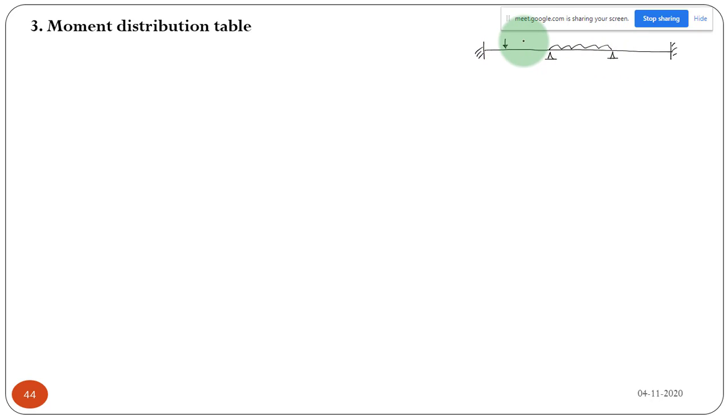This is our question. The loading was like this: A, B, C, D, and here we have a concentrated load. So we got all the values of the distribution factor.